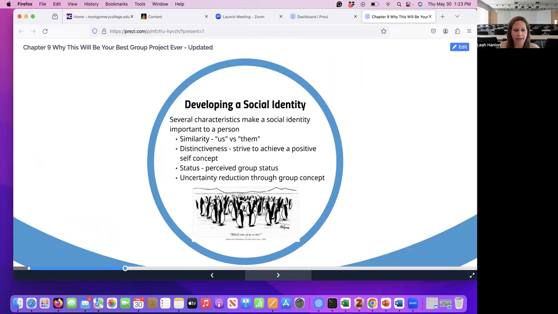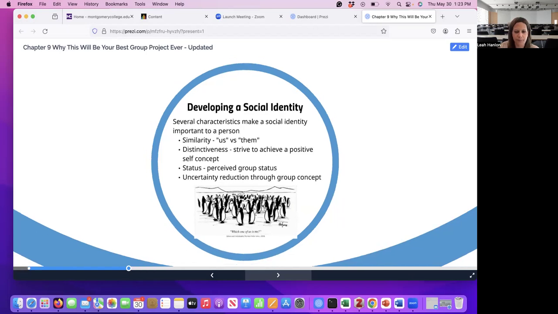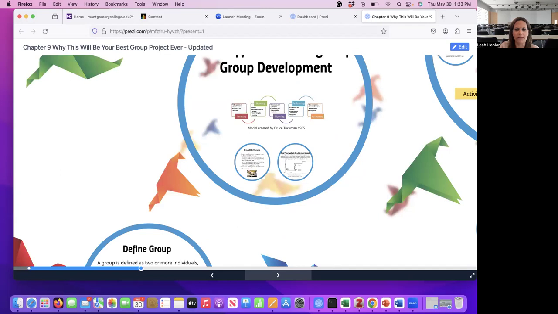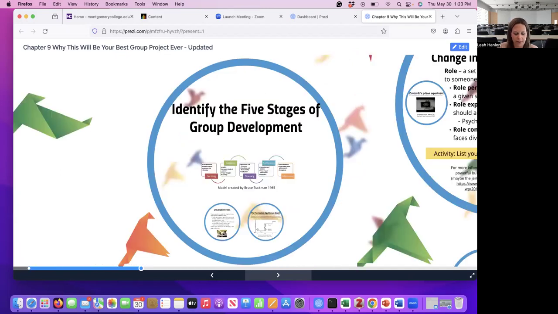Developing a social identity. Several characteristics make a social identity important to a person. Similarity, us versus them. Distinctiveness, striving to achieve a positive self-concept. Status, which is the perceived group status, or uncertainty reduction through group concept. And there's a little joke there with the penguin saying, which one of us is me?